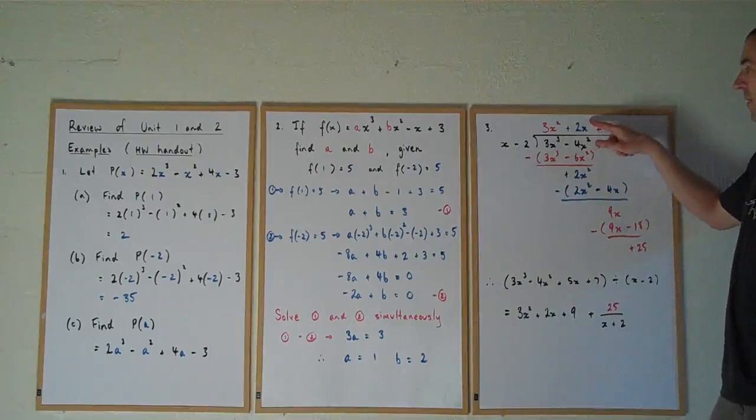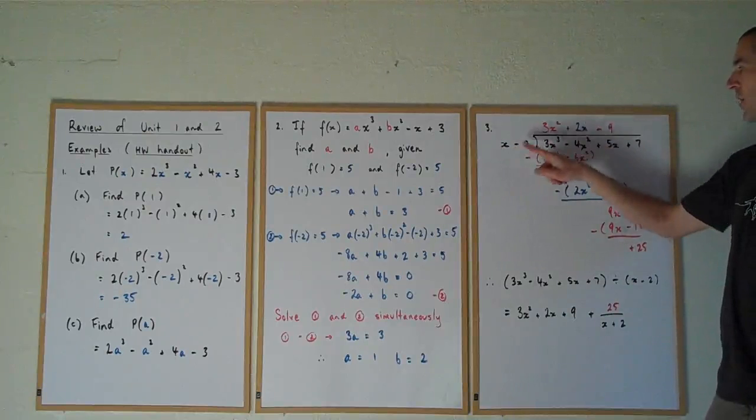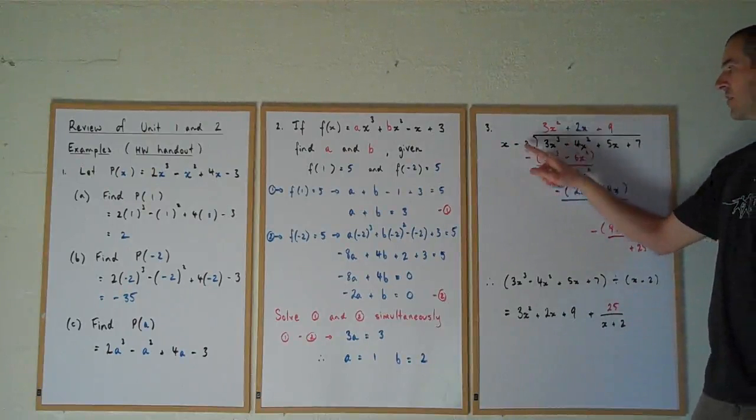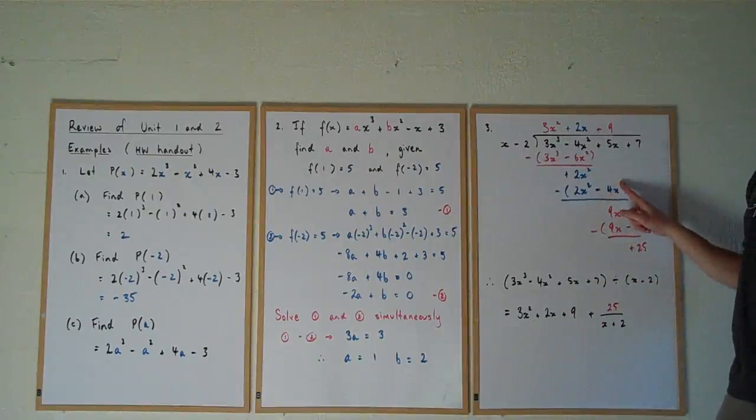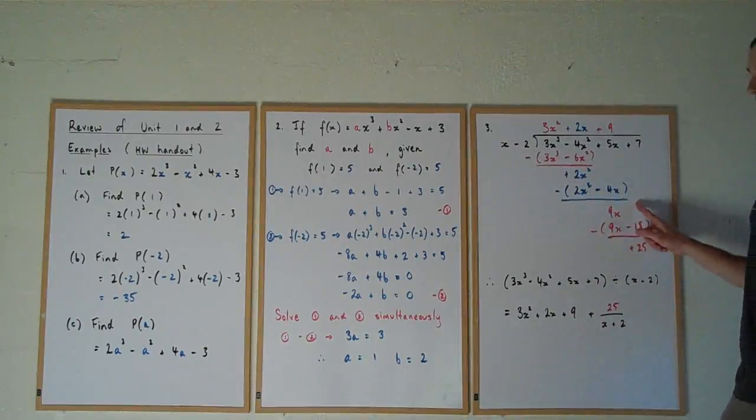Once I've got that above the line, I multiply back. So 2x times x minus 2. 2x times x will give me 2x squared. 2x times minus 2 gives me minus 4x. Close it off in a bracket, subtract it, work below the line.